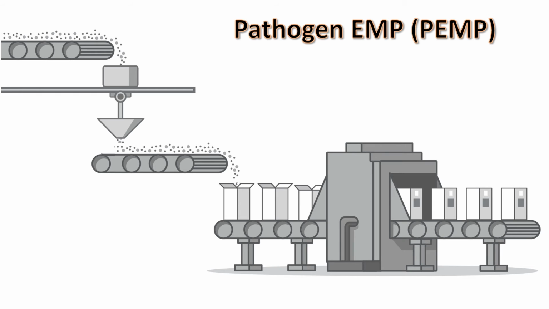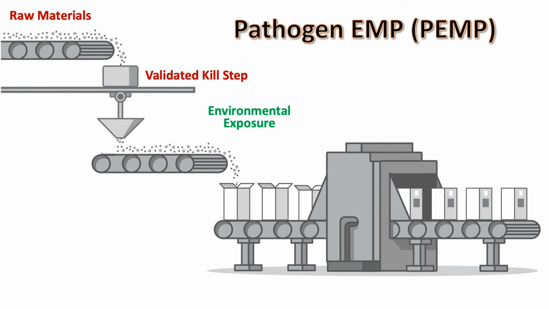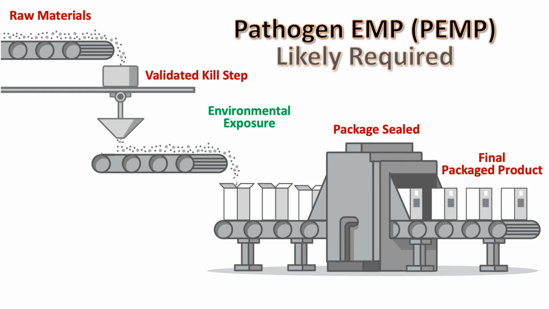This cartoon provides an example of a ready-to-eat food where contamination with environmental pathogens is a concern. In this case, the raw materials are mixed together and a kill step is applied. The finished product is then exposed to the equipment surfaces and the processing environment before the package is filled and sealed. After sealing, no further kill step is applied. An example of this type of product might be a roasted nut. After the nuts leave the roaster, they travel on a conveyor belt while they cool. The final package is then filled with the cooled nuts and the package is sealed. The sealed packaged product doesn't undergo any further processing. In this example, a PEM program is likely required.